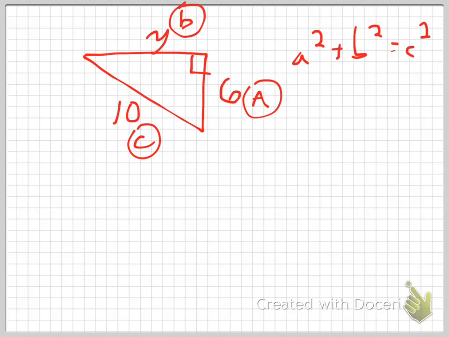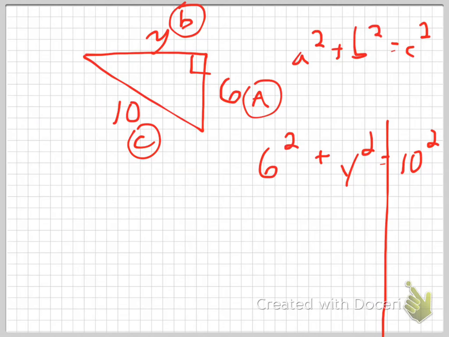Let's plug it in. A squared is 6 squared plus Y squared equals 10 squared. I've simply plugged it in. I haven't done any math yet. I just plugged it into the Pythagorean theorem. Now let's do the math. Line down the equal sign. Is the variable happy? No. First of all, let's start squaring things. 6 squared is 36 plus y squared equals, what's 10 squared? 100.